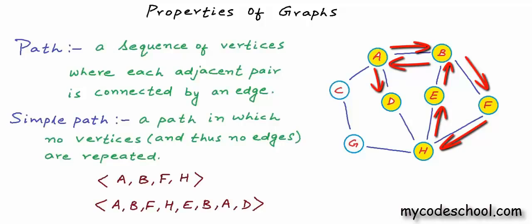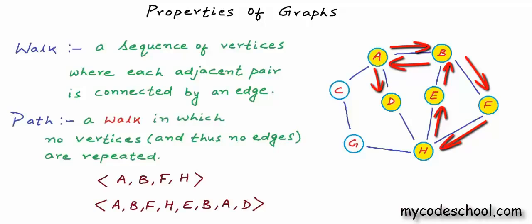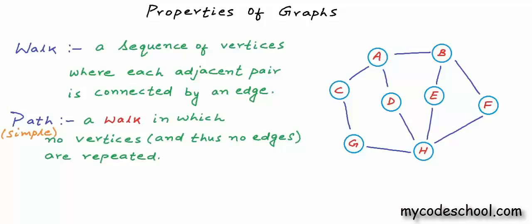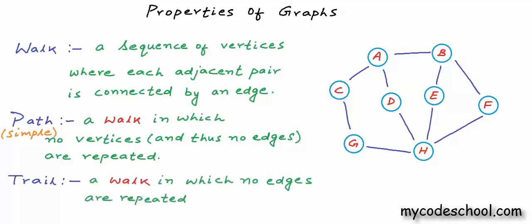In graph theory, there is some inconsistency in the use of this term path. Most of the time when we say path, we mean a simple path. And if repetition is possible, we use this term walk. So a path is basically a walk in which no vertices or edges are repeated. A walk is called a trail if vertices can be repeated but edges cannot be repeated. I'm highlighting a trail here in this example graph.